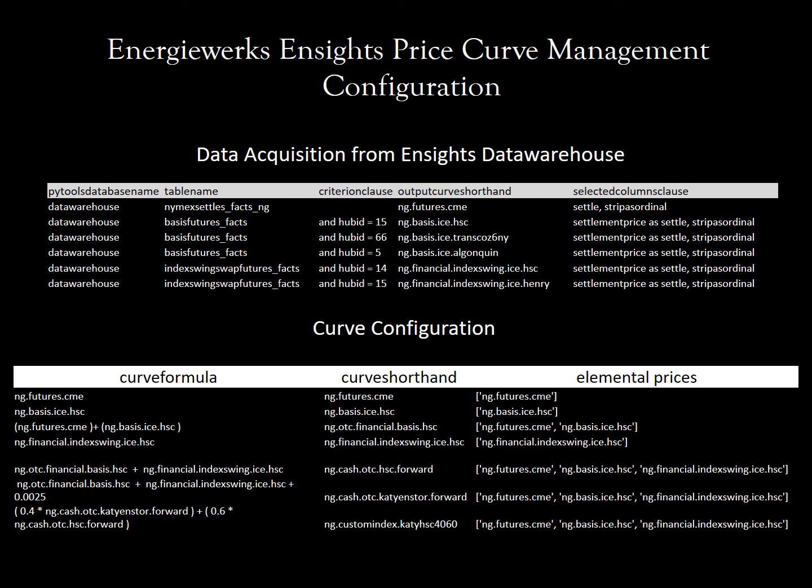To configure the tool, two configuration files have to be created. The first configuration file is used by the tool to extract data from the Ensights data warehouse for the elemental building blocks of the price hierarchy. The second configuration file specifies how these elemental price curves are used to generate additional derived curves using complex formulas to implement the hierarchy of prices detailed in the previous slides. The user can specify user-friendly keys that can be used in deal capture or querying.